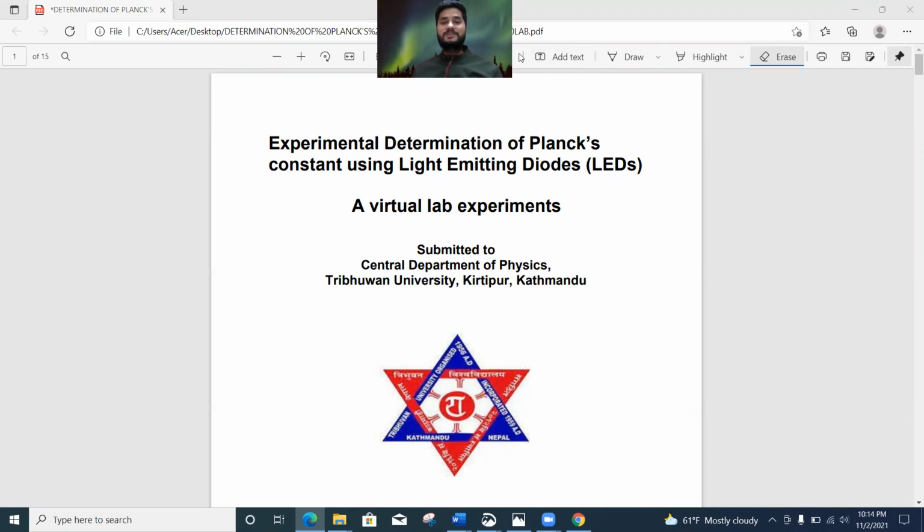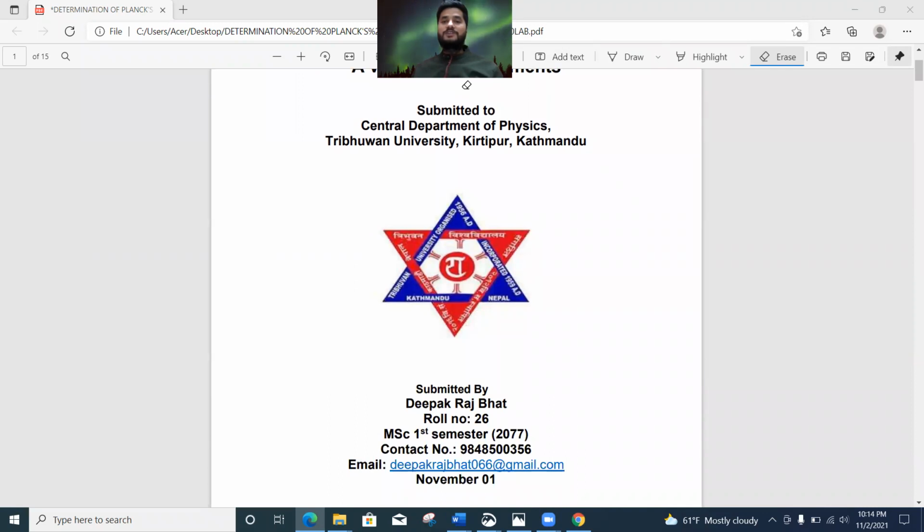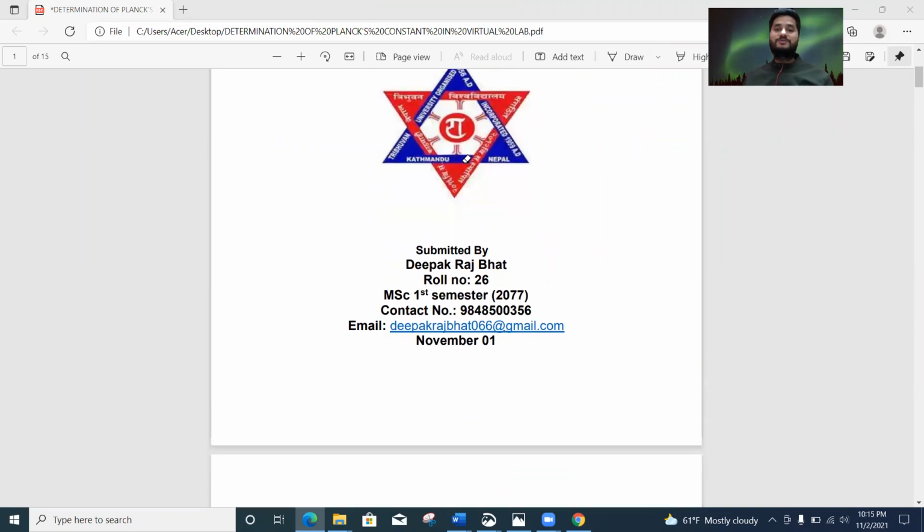In Kirtipur. Today I'm going to do the virtual lab on the topic of experimental determination of Planck's constant using light emitting diode, a virtual lab experiment. I'm going to submit this virtual lab to the Central Department of Physics, Tribhuvan University, Kirtipur, Kathmandu.